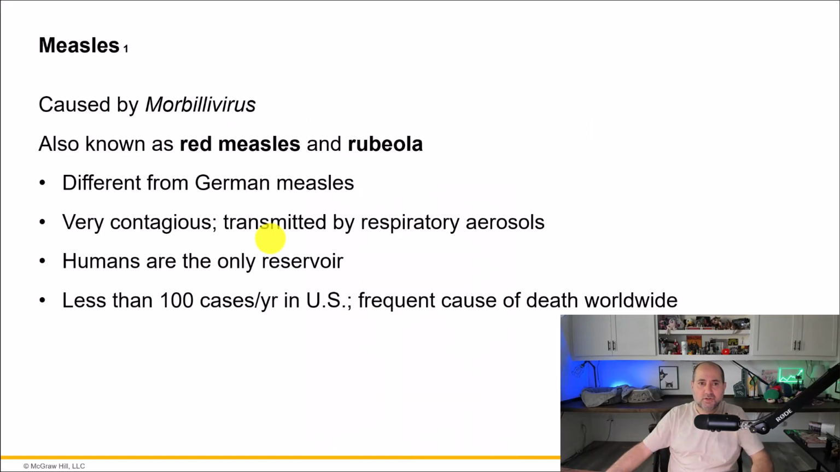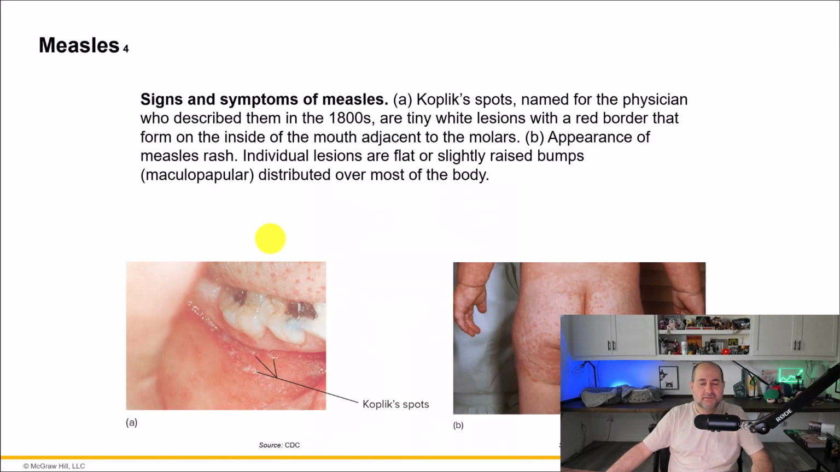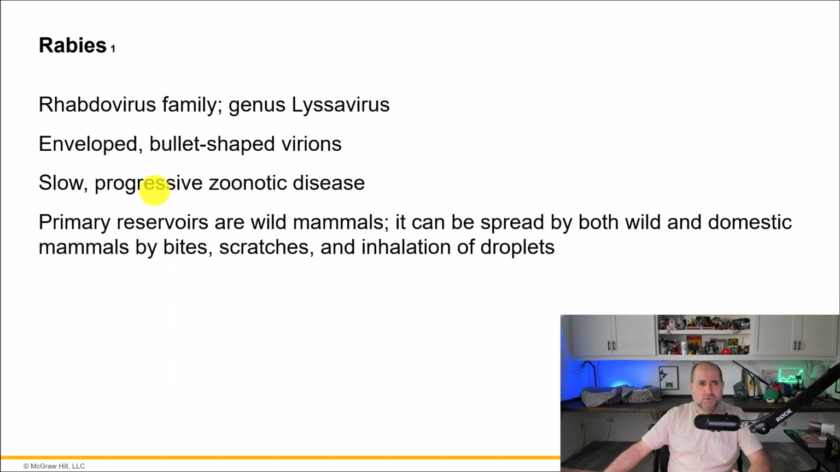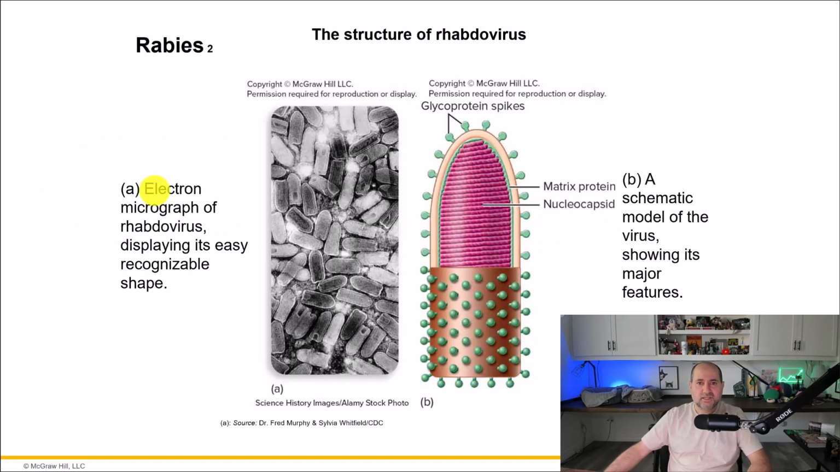We also talked about measles. And remember, measles starts with those Koplik's spots, and then it can culminate in a measles rash throughout the body with those raised bumps. We also talked about rabies, and remember, rabies is a slow, progressive zoonotic disease. You should know that rabies has a bullet shape, right? So these viruses have bullet shapes to them.